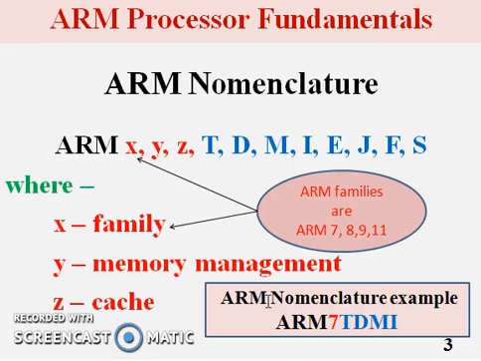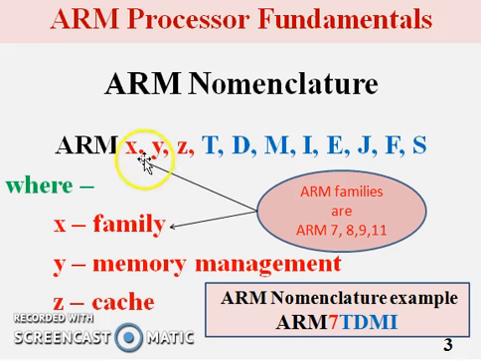So what is ARM nomenclature? ARM uses the following nomenclature to describe the processor implementation. The letters and the numbers after the ARM word indicate the processor features. So these letters and numbers give the different features of the ARM processor. As the different ARM processors have different features, the letters and numbers in the nomenclature differ.